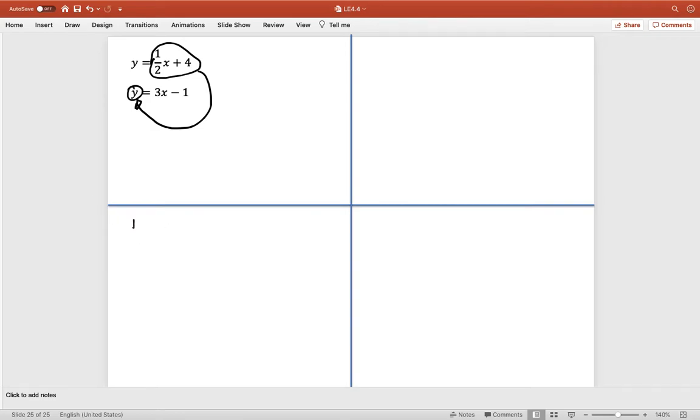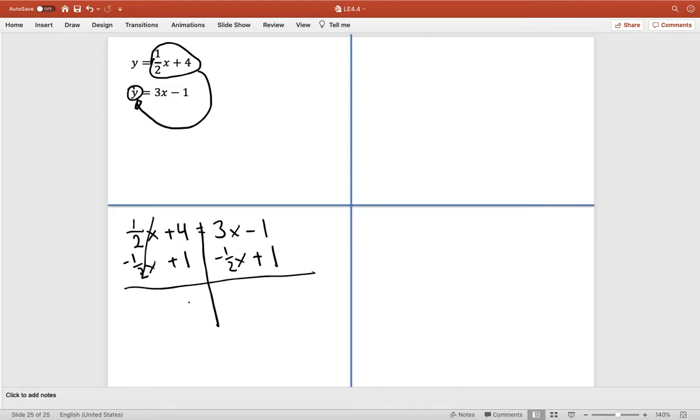So when I rewrite this equation, I'll have 1/2 x plus 4 equals 3x minus 1. So what I did is set those two expressions equal to each other. I'm just going to go ahead and solve. So I'm going to subtract 1/2 x on both sides. And at the same time, I'm going to go ahead and add 1 to both sides. That way I can save some time, save some space.